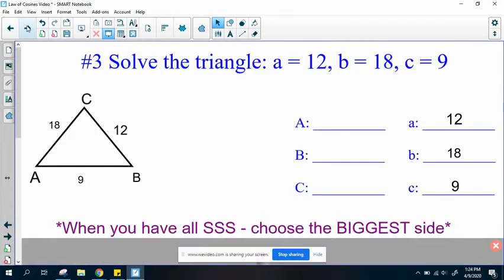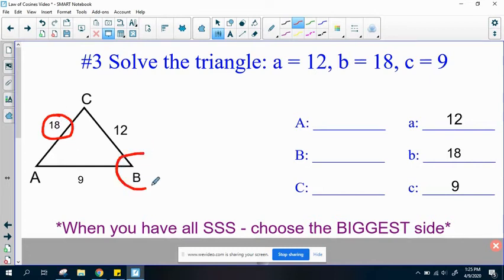All right, so in this case, this is a case where you're given all sides, and I don't have any angles. So I have to use the law of cosines. And when you're given all the side lengths, in order to do the law of cosines, you absolutely have to choose the biggest side. So in this case, the biggest side between 18, 12, and 9 is the number 18. So that means the first angle I'm going to solve for is angle B.